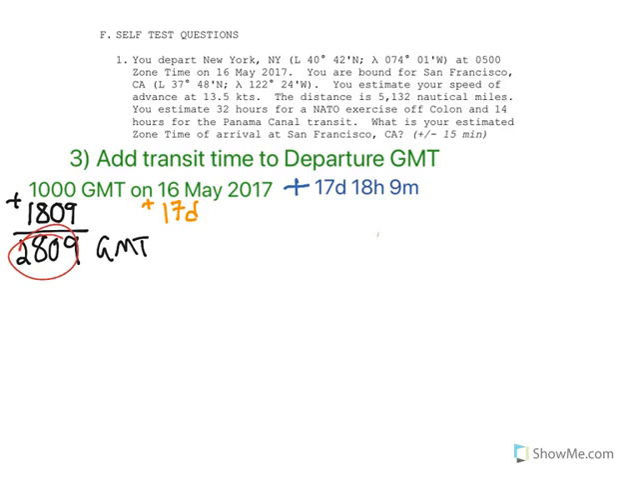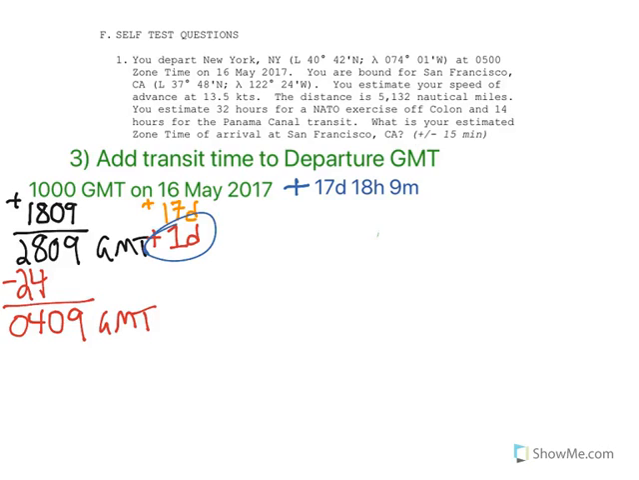Uh-oh. 2809 is not an actual time, so we've progressed into the next day. So what we need to do is subtract 24 hours. So we'll subtract 1 day over here, we'll add a day to the actual days so that it cancels out. We'll do a little math for our hours. So 2809 minus 24, 9 minus 0 is 9, 0 minus 0 is 0, 8 minus 4 is 4, 2 minus 2 is 0. So our new time is 0409 GMT on the next day, which is why we added a day over here.